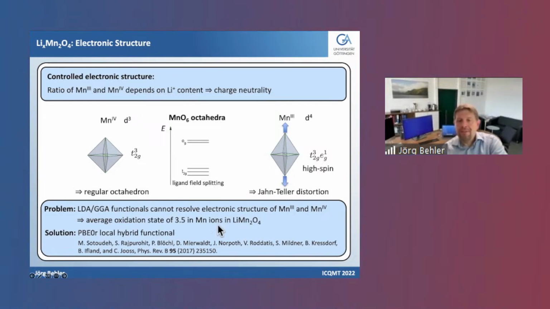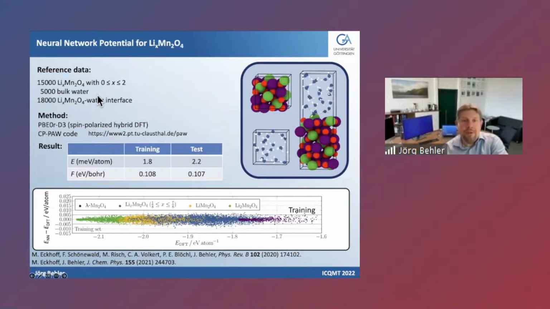And this cannot be described correctly by GGA functionals in DFT, so the trouble begins already at the reference calculations for training the potential. To overcome this problem, we had to use a hybrid functional, developed by Peter Blöchl in this case. Then we constructed a training set for bulk lithium manganese oxide, water, and interfacial structures. And then we get root mean squared errors of a typical order of magnitude of 1 to 2 meV per atom for the energies, and for the forces about 100 meV per Å.